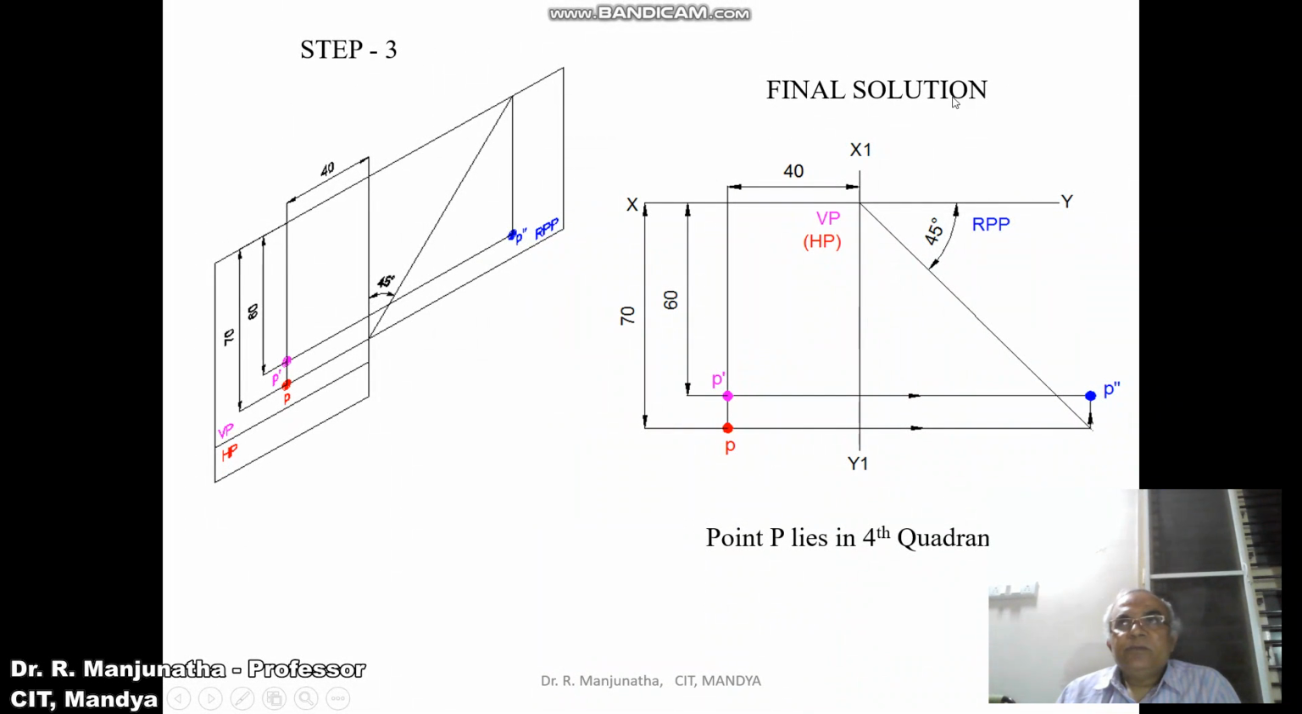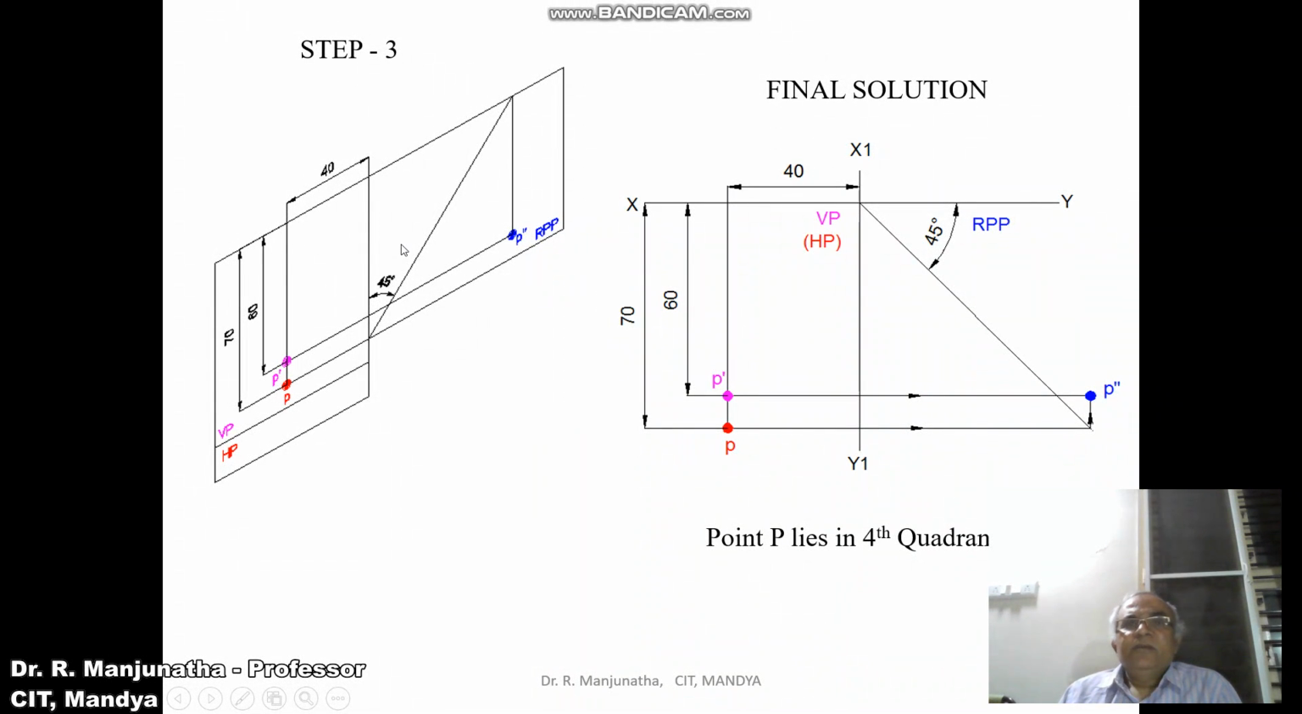Now we are going to try to draw the solution in the sketchbook. First we are going to draw the XY line and the X1 Y1 line with thin lines, and mark XY and X1 Y1, and mark VP, and HP, which is the one that is rotated, so keep it in brackets, and RPP adjacent to the vertical plane. All should be written below the XY line.